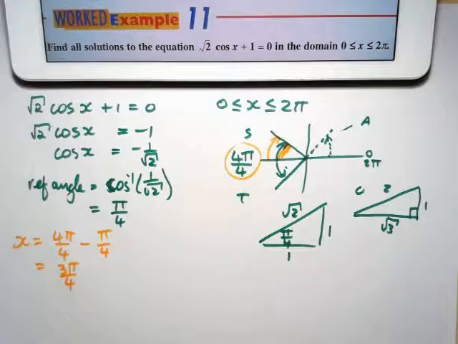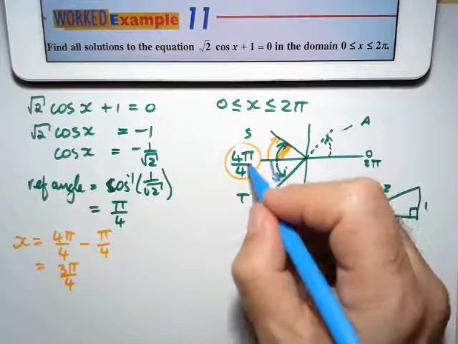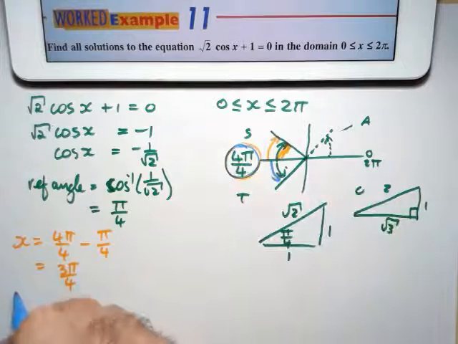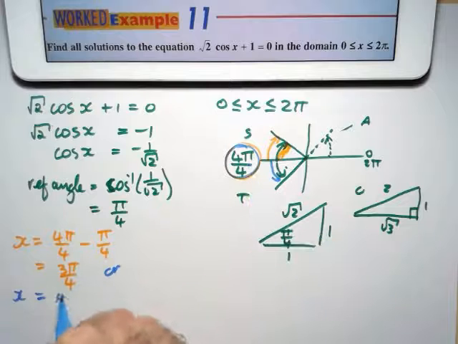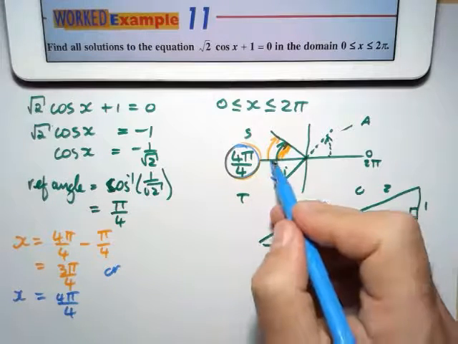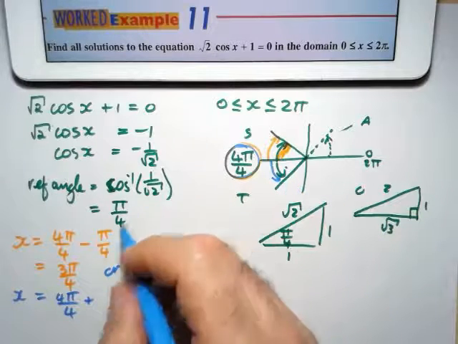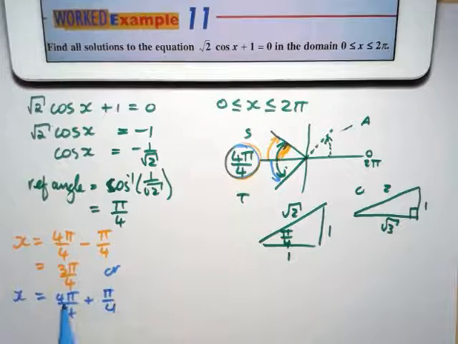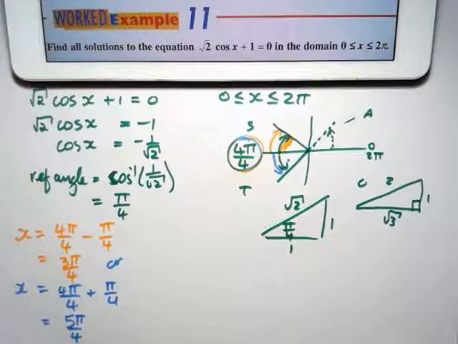What about this one? I also have this answer. To find that answer, I'm going to go to 4 pi over 4, and I'm going to go in the positive direction, add my reference angle. How big is my reference angle? Pi over 4. So 4 pi over 4 plus 1 pi over 4 is 5 pi over 4. Just ran out of space. There are the two answers. Only two answers.